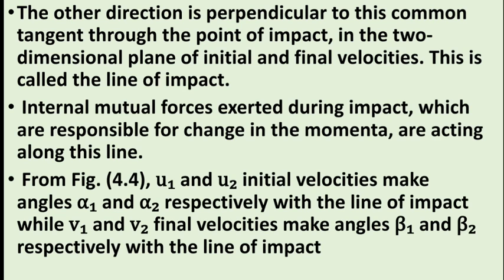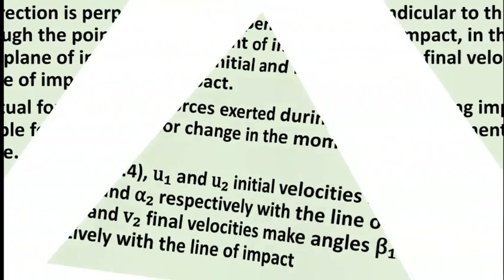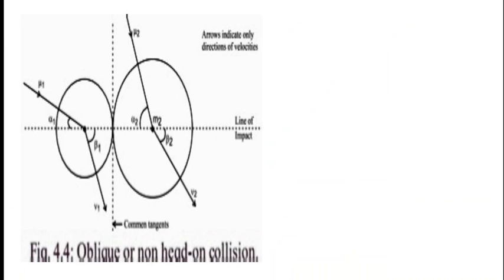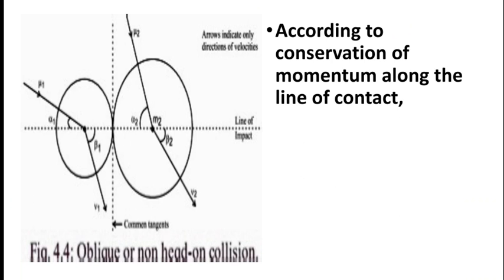From figure 4.4, u1 and u2 initial velocities make angles alpha 1 and alpha 2 respectively with the line of impact, while v1 and v2 final velocities make angles beta 1 and beta 2 respectively with the line of impact. Let us consider the figure for oblique or non-head-on collision, where all symbols have their usual meanings.